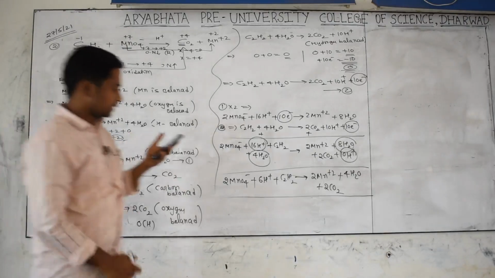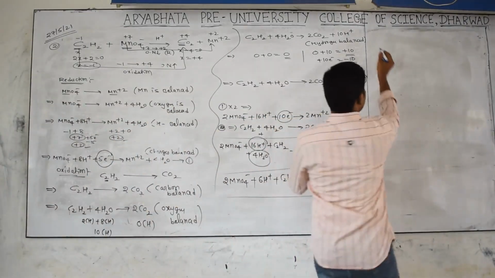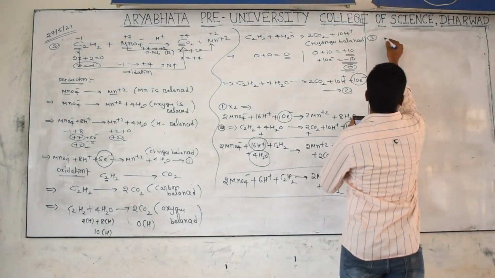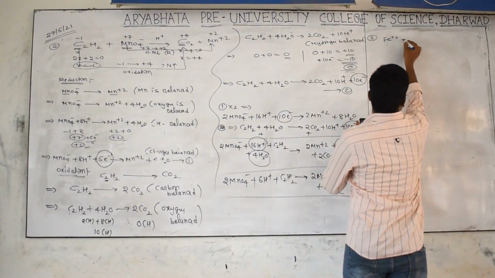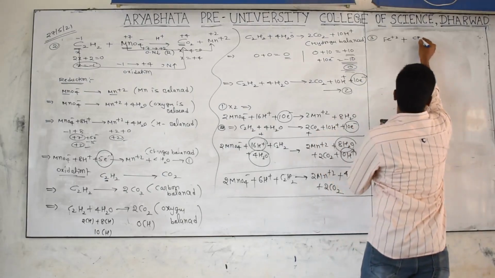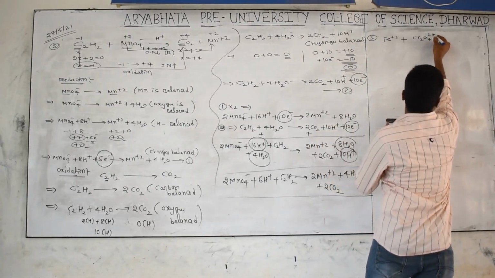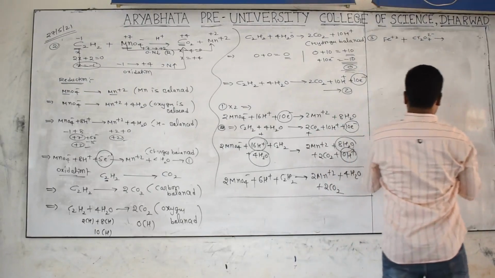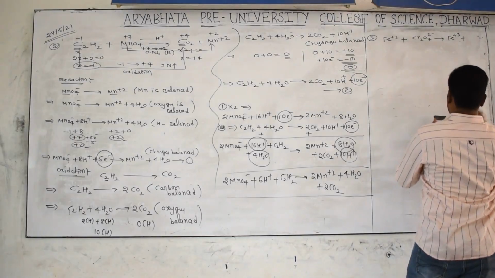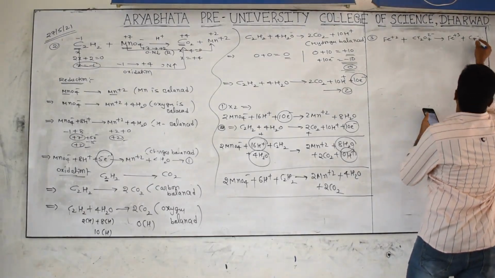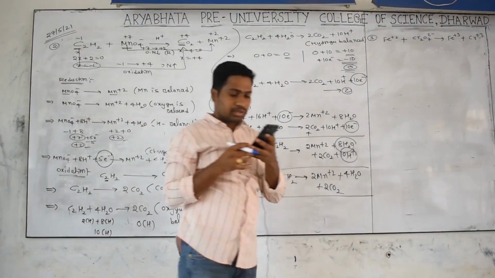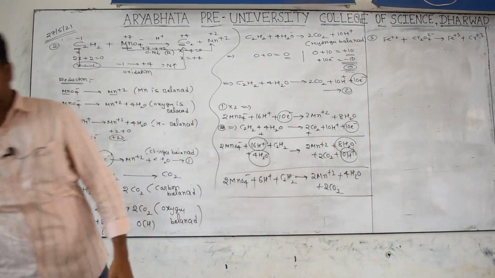I will tell you one more thing. See carefully. Third balancing equation under acidic medium: ferrous Fe plus 2 reacts with dichromate ion Cr2O7 2 minus, converting into Fe plus 3 plus Cr plus 3. This is the third balancing equation. Are you getting it or not? Yes. See carefully how to balance this equation.